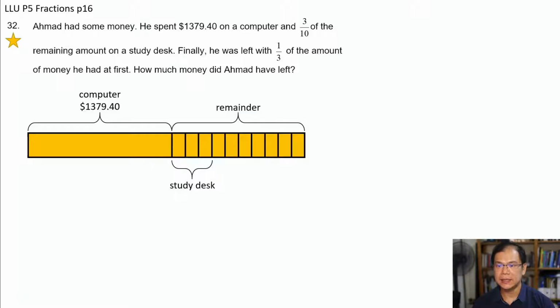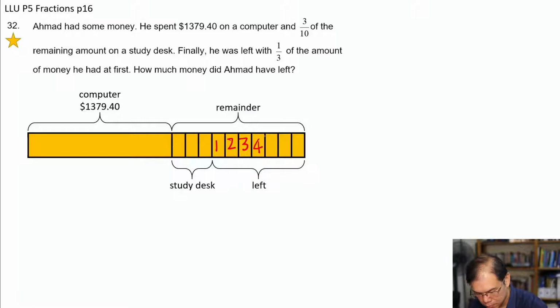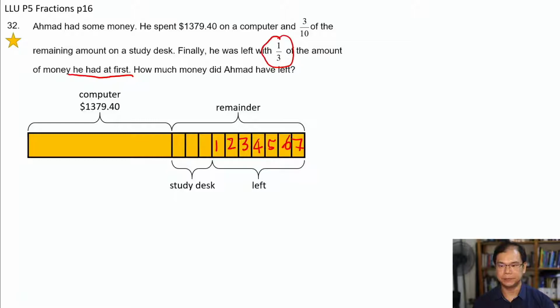Now, finally, he was left with 1/3 of the amount of money he had at first. Okay, think about it. Now, this 7 units is the amount of money he had left after spending on the computer and the study desk. And this 7 units represent 1 out of 3 of the amount of money he had at first. Means what? Okay, I'm going to draw it out.